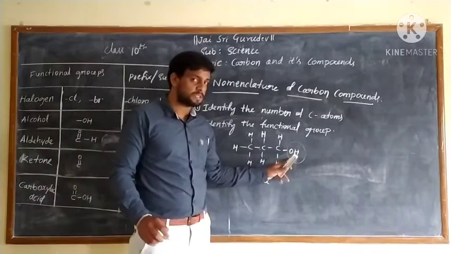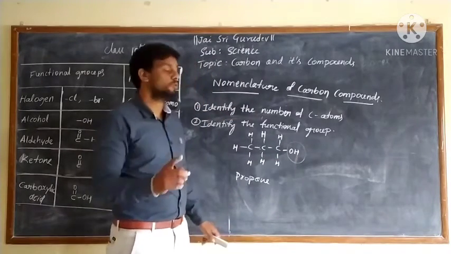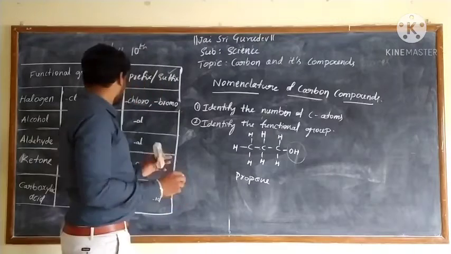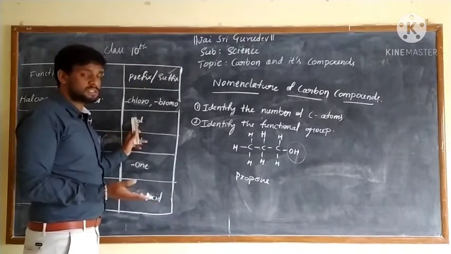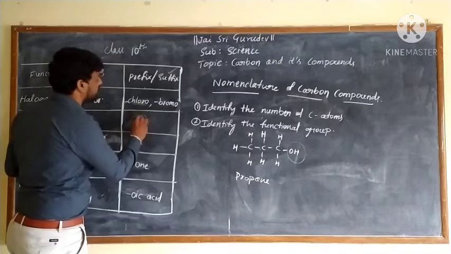But which group is replaced here? The alcohol group is replaced. So the alcohol means OH. Now what do we have to use to name this compound? We have to use the suffix.